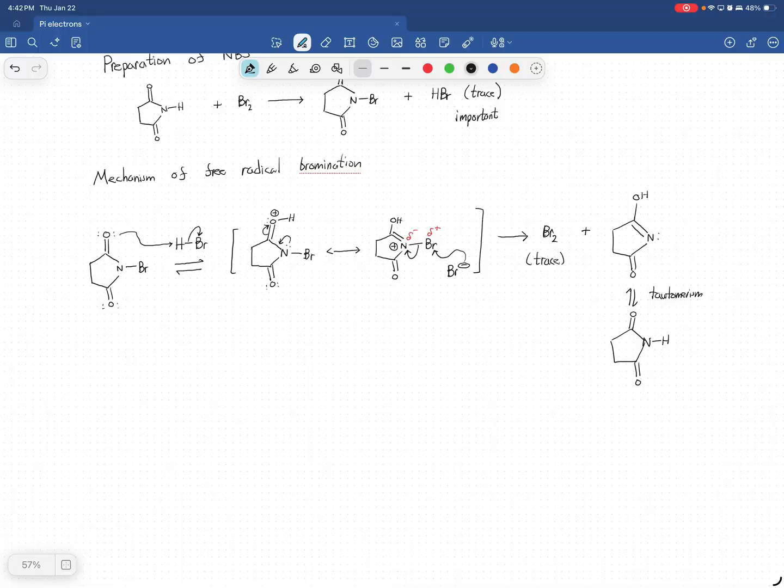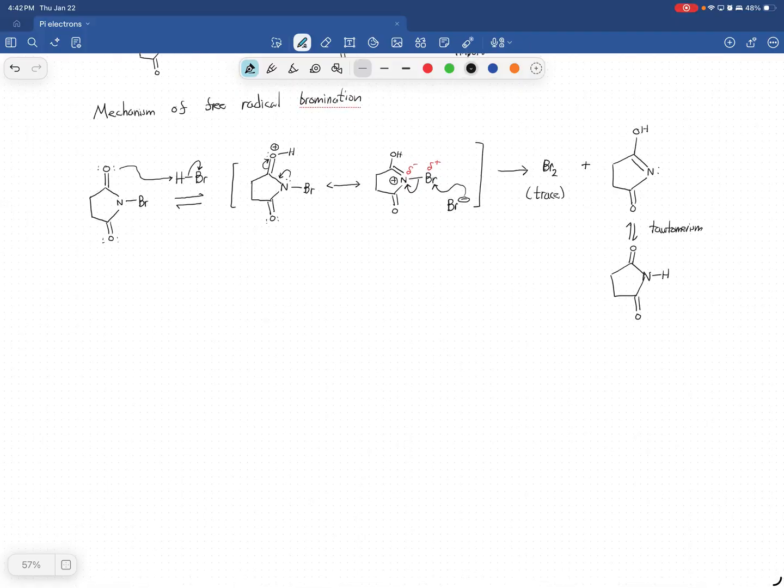You actually don't need to regenerate this mechanism. I'm just showing you how it forms. So the key mechanism here is the radical steps. So initiation. So let's go over initiation again.